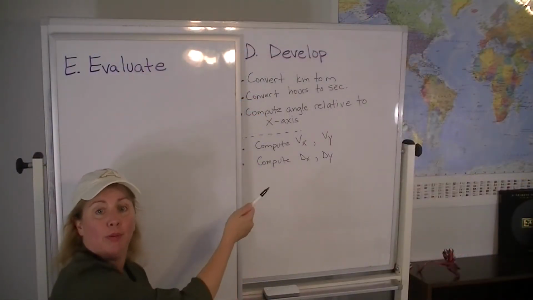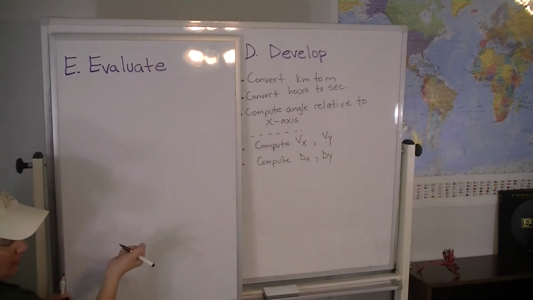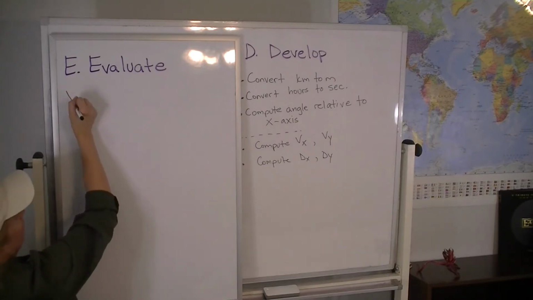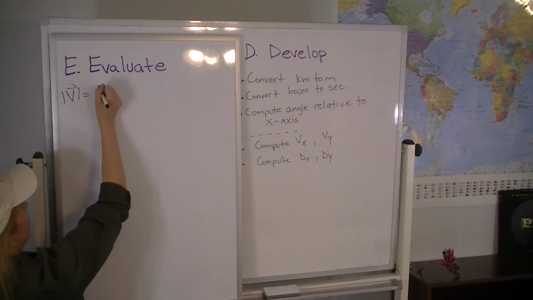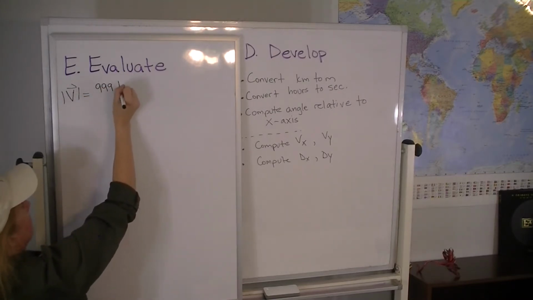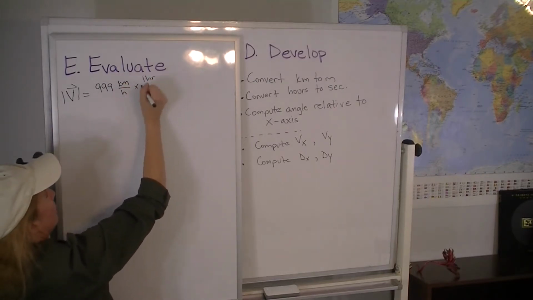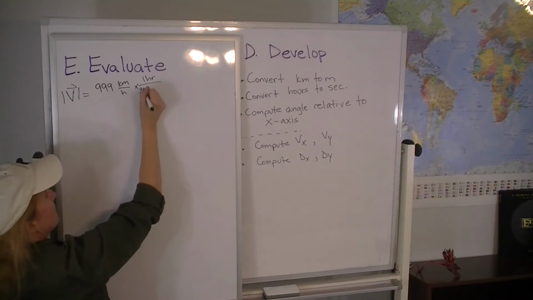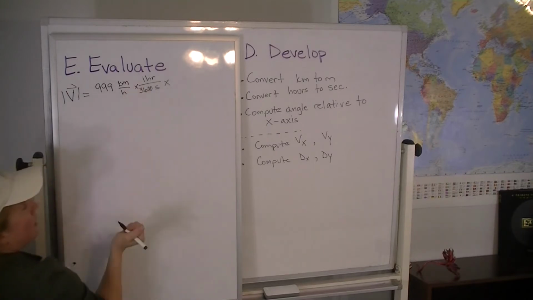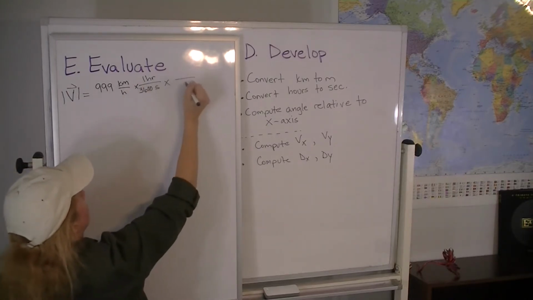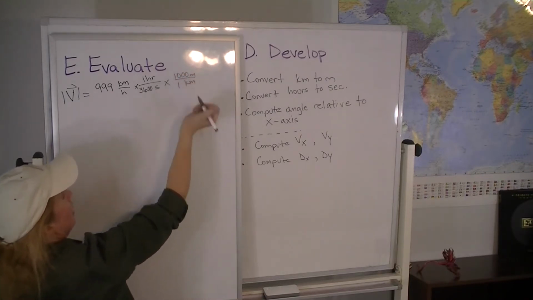Okay, now that we've made our plan, let's actually evaluate, or the E step of the problem solving format. First of all, we're going to convert our units into standard units. So we start with the magnitude of our velocity vector, 999 kilometers per hour, times, we want hours in the numerator to cancel out. We need seconds, so we know an hour is 3600 seconds. And then we'll go ahead and take care of kilometers also. We need kilometers in the denominator, and we know there's 1,000 meters in a kilometer.